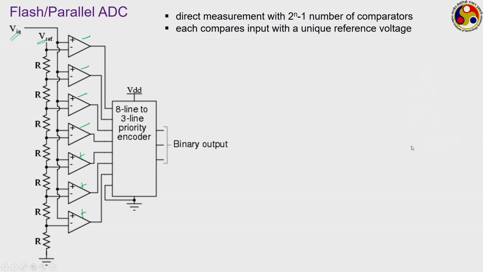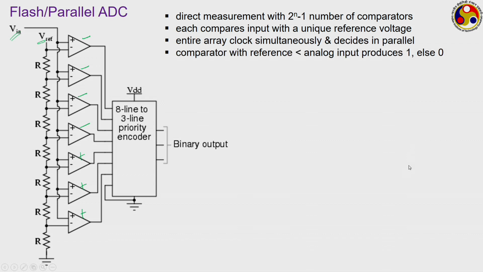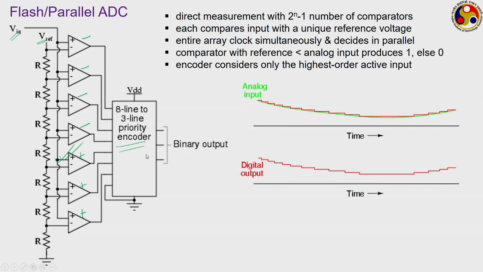So the entire array is clocked simultaneously and decides in parallel, and if the comparator reference is less than the input, then we get 1, otherwise 0. And now only the one that has the highest order is considered. Like here, 3 are giving positive, so only this one will be considered because here the reference is the highest, and then accordingly your encoder decides which should be the binary output. This is the way the final signal looks.